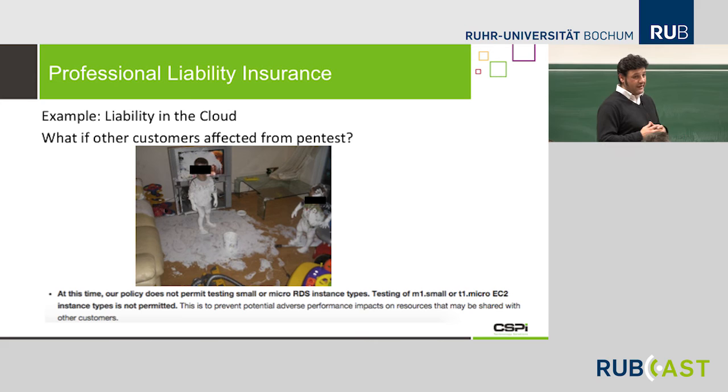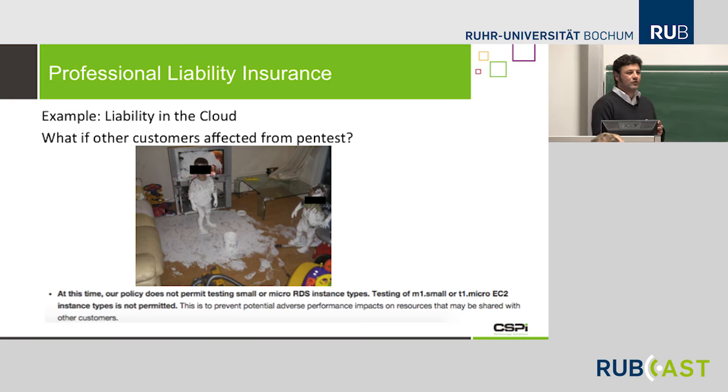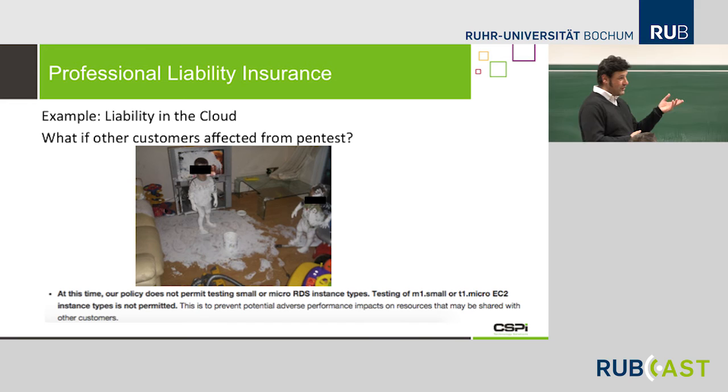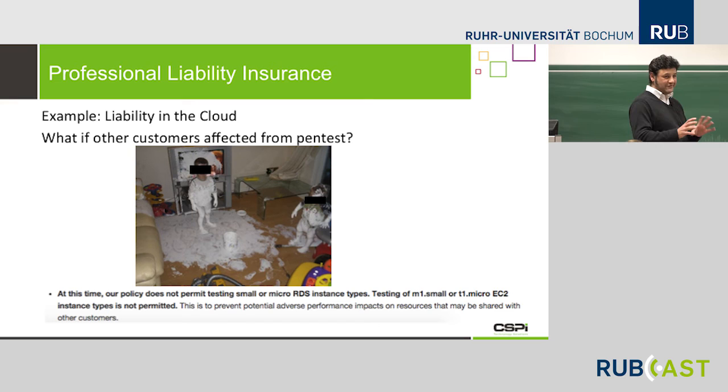And by the way, you see on the lower side, at this time, our policy does not permit testing small or micro RDS, a relational database system, instance types on Amazon Web Services. You're not allowed, even if the customer is using that, because it's shared between different customers. This is also something you need to consider when you do your test planning. It's not something you will detect while doing actual testing, so this needs to be clarified before the testing.